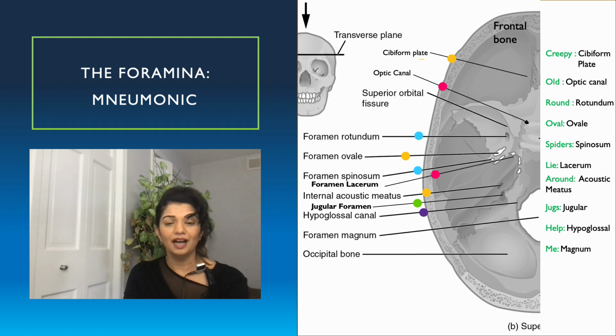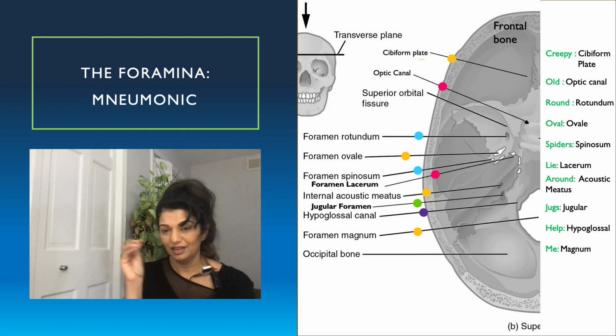And then the hypoglossal canal, so it's not a foramen, but it's a canal. And this one, naturally, you can figure it out, it's going to be the hypoglossal nerve that goes through there, which is nerve 12. And then, of course, we've got the foramen magnum. That's going to be for me, right? So hypoglossal was help, and then me is for magnum. So that sort of tells you all the structures that have arteries and nerves and veins that go through it.